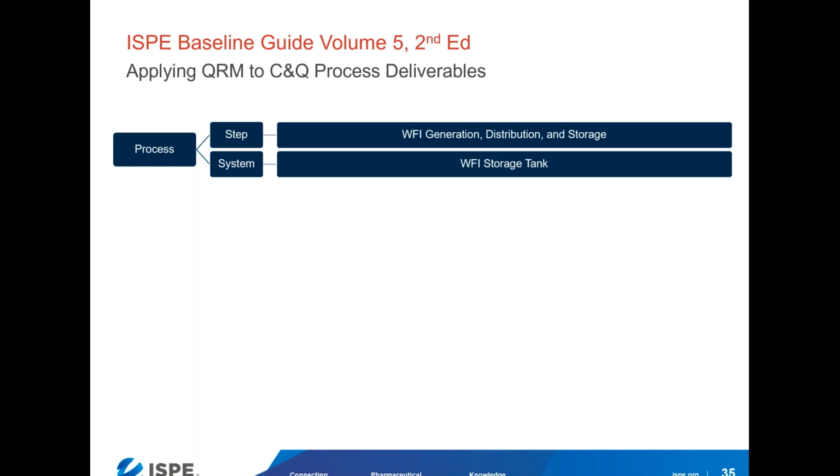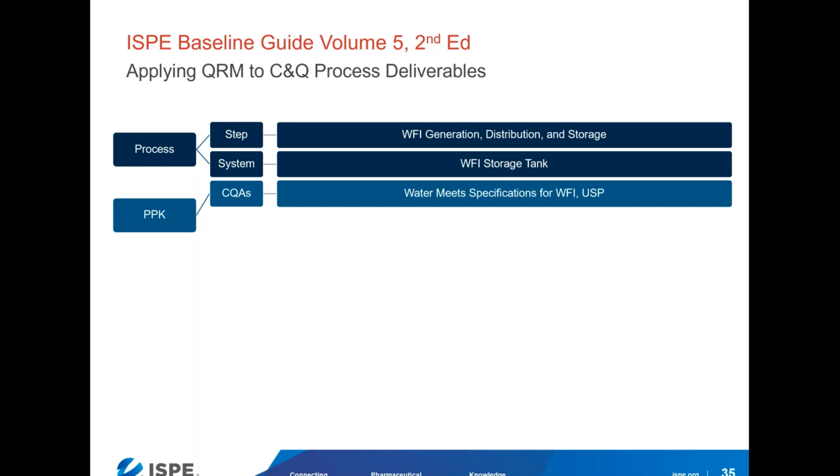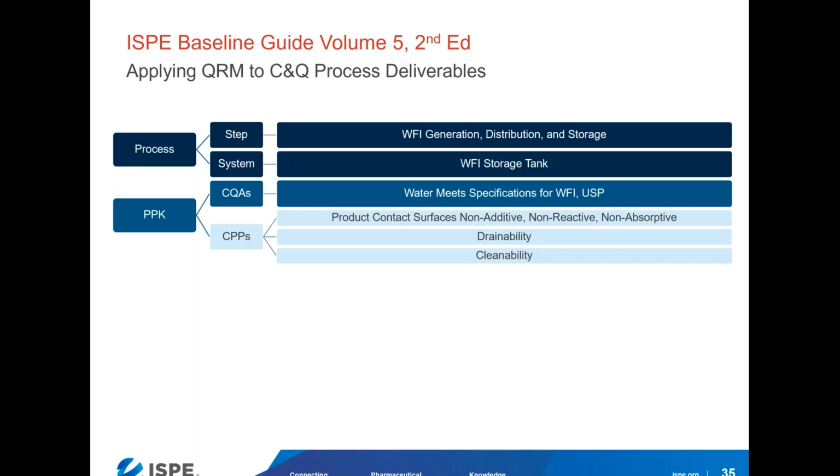So this time we're going to look at a WFI storage tank that's part of WFI generation, distribution, and storage. Our CQA here is the water meeting specification for WFI USP. And our critical process parameters are that product contact surfaces are non-additive, non-reactive, non-absorptive, drainability, and cleanability. Now, certainly there are many other CPPs, many other CQAs that you could look at, but for the purposes of this example, I'm just going to look at these three.